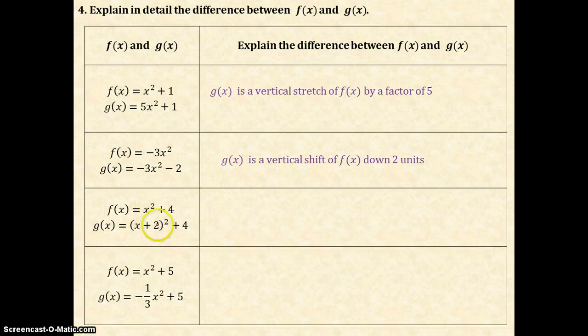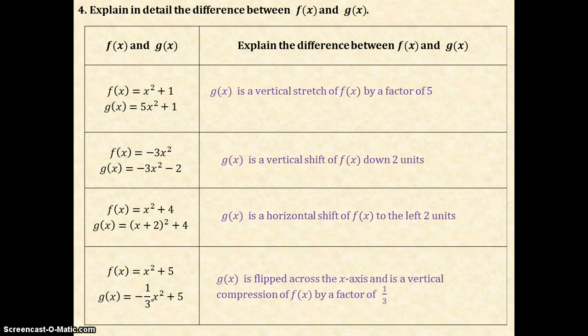Here, I've added 2 to just the x term, to the x part. So that means I'm actually subtracting a -2, so that's 2 to the left. It's a horizontal shift, 2 units left. And here I'm multiplying the x squared term by a -1/3. So that's going to flip it. The negative part flips it across the x-axis, and then the 1/3 is a vertical compression by a factor of 1/3.